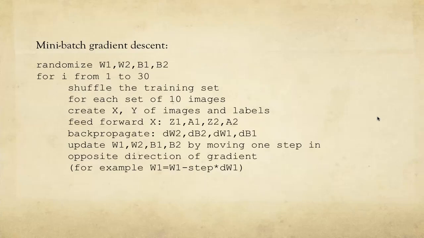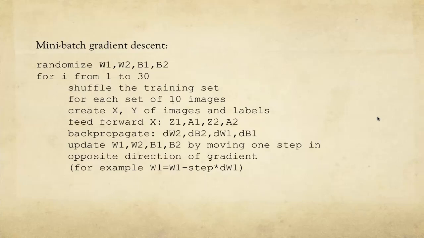In the last lecture, we talked about mini-batch gradient descent. Here's the basic algorithm. We want to optimize W1, W2, B1, B2, but we don't know what they are initially, so we're going to just randomize them. Then we're going to look at the entire data set, which is 50,000 images, 30 times. Each time we look at the data set, we're going to shuffle the training set and pick out 10 images. Then using those images, we vectorize them by creating X and Y, which are matrices of images and labels. Then we're going to feed forward the 10 images, X, to get the intermediate variables Z1, A1, Z2, A2. Then we're going to backpropagate to find the gradients.